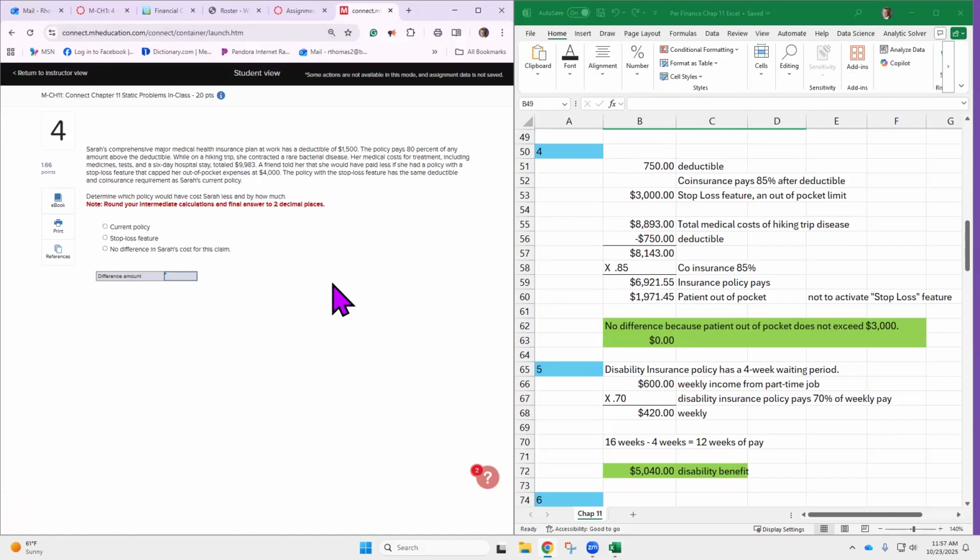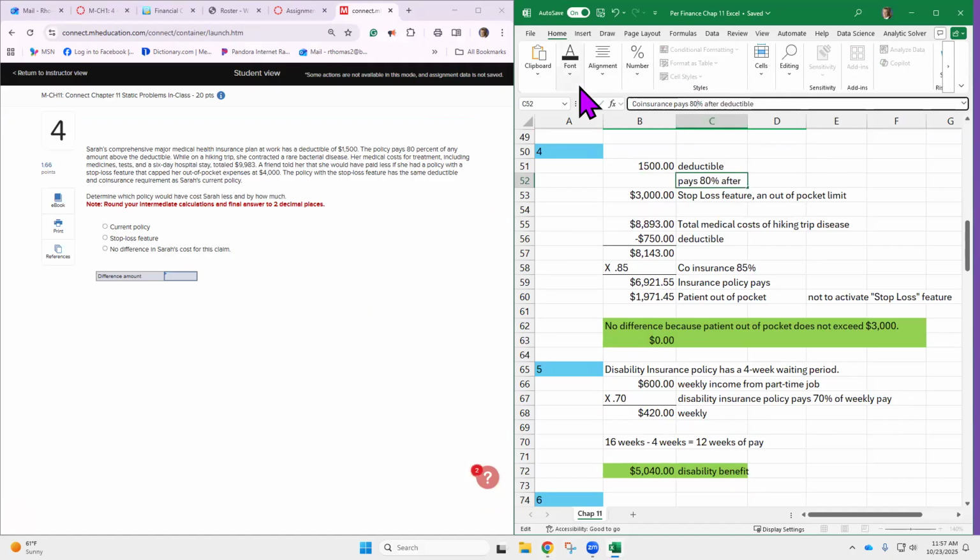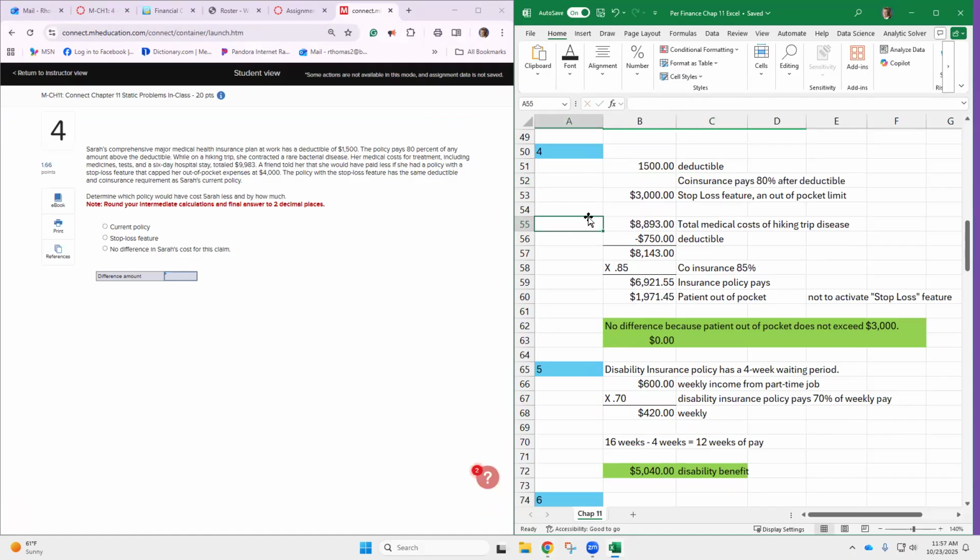Sarah's got medical insurance that has a deductible of $1,500. Let me put $1,500 down for the deductible. The co-insurance is 80%, so I've got to change my number there. 80% after the deductible is paid. There's something called a stop loss feature. It's supposed to stop at a certain point when you've paid quite a bit, so you're not bankrupt from medical costs, okay?